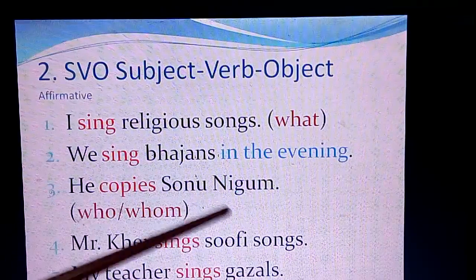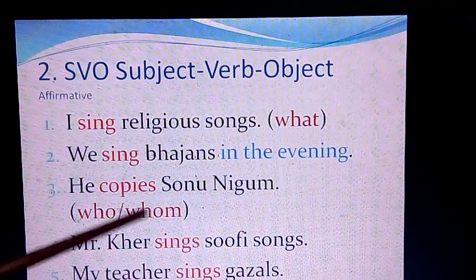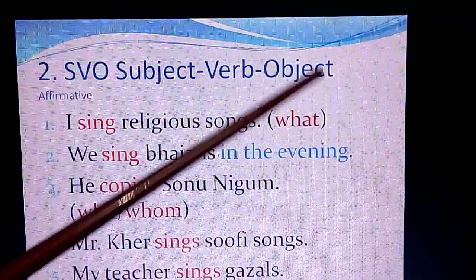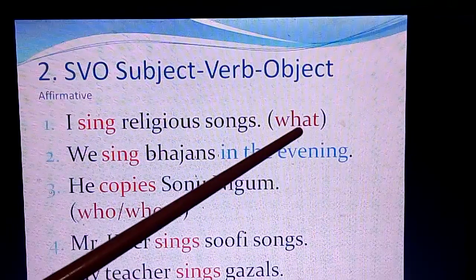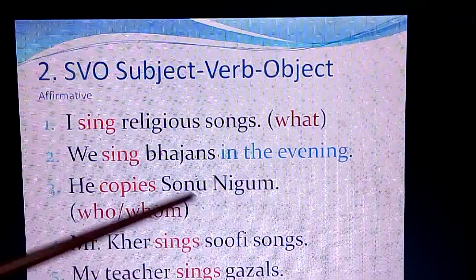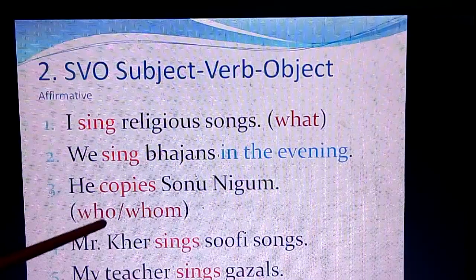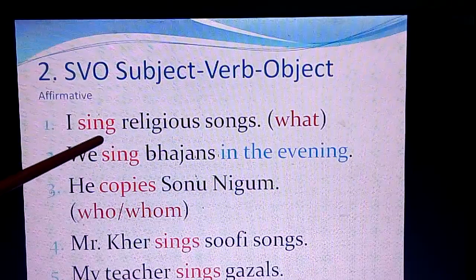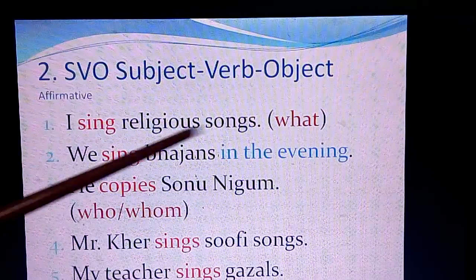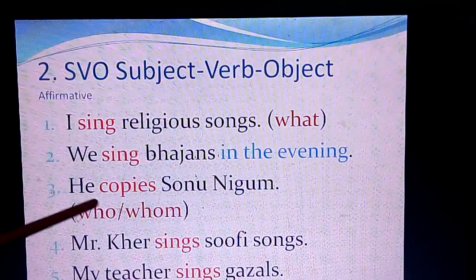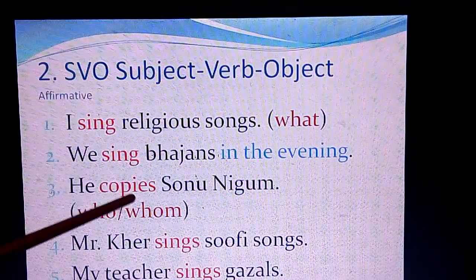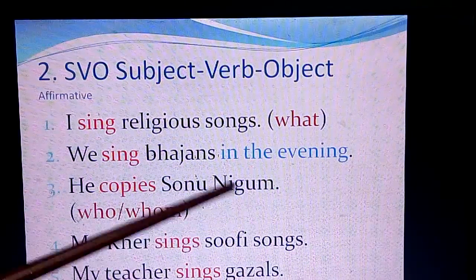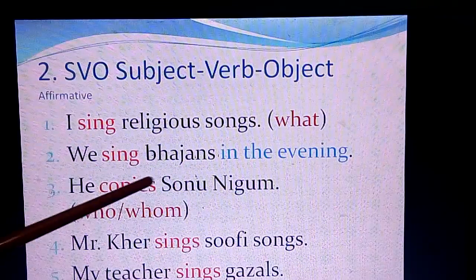So he copies Sonu Nigam. He copies whom? Who does he copy? So he copies Sonu Nigam. I'm using these question words because they are very important for understanding the sentence. When you have got a sentence, then these questions should come to your mind. For example, I sing what? If it is answering what, then it is taking an object, right? Similarly here, he copies. Whom does he copy? And if we are getting an answer, then it is the object of the finite verb copies.